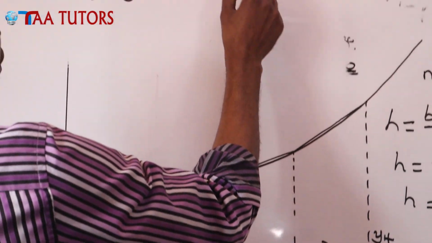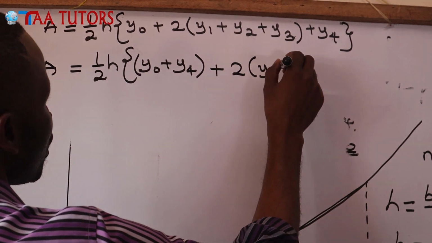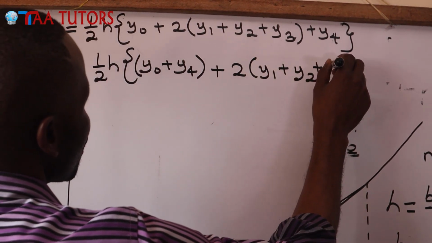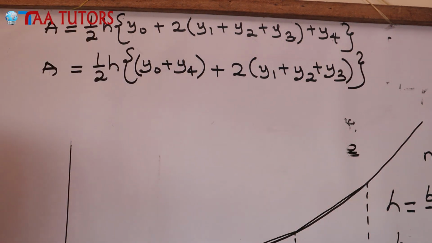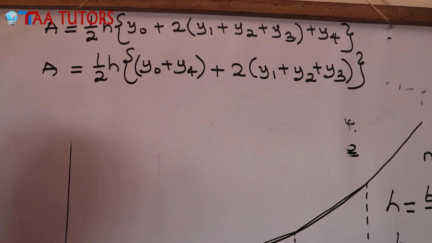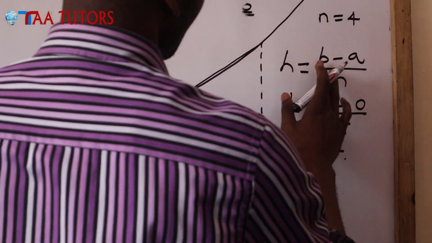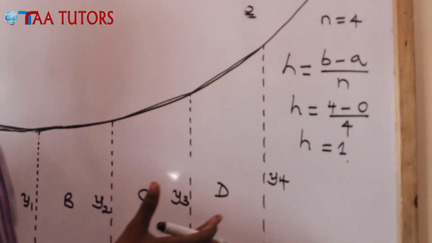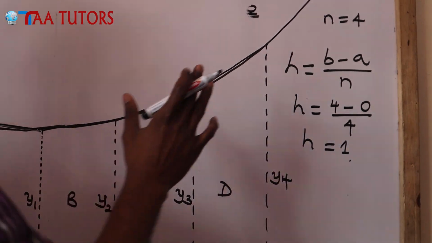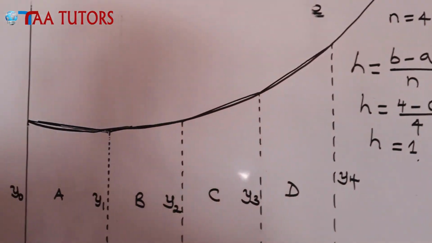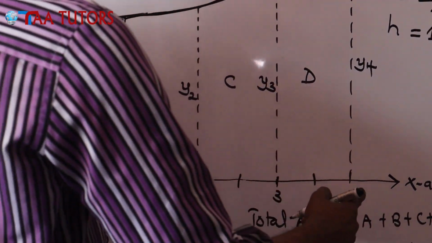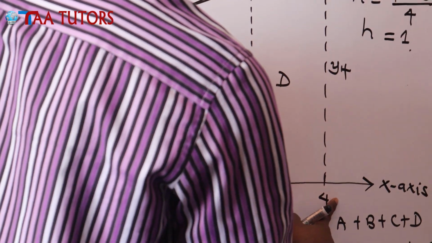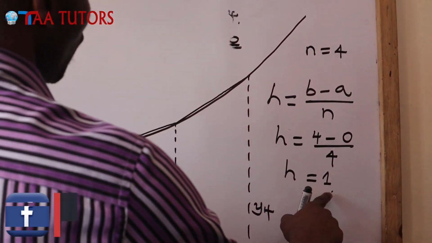Then plus 2 into y1 plus y2 plus y3, close bracket, then you close there. So if you want to get this area, first of all, we get h. And I've said, how do we get h? H is the same as b minus a over n, where n is the number of trapezia that you are needed to give. A is the first value of x you are told about, and b is the last one. Like in this case, we are told x equals 0 to x equals 4. So we actually got 4 minus 0 over 4 equals 1.